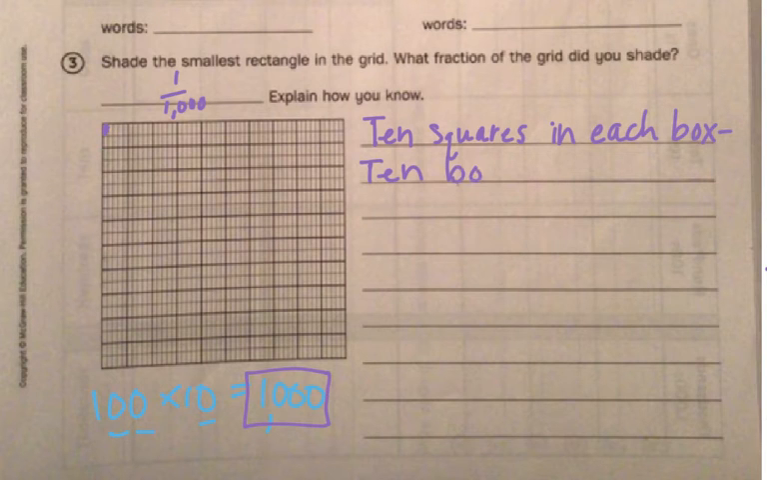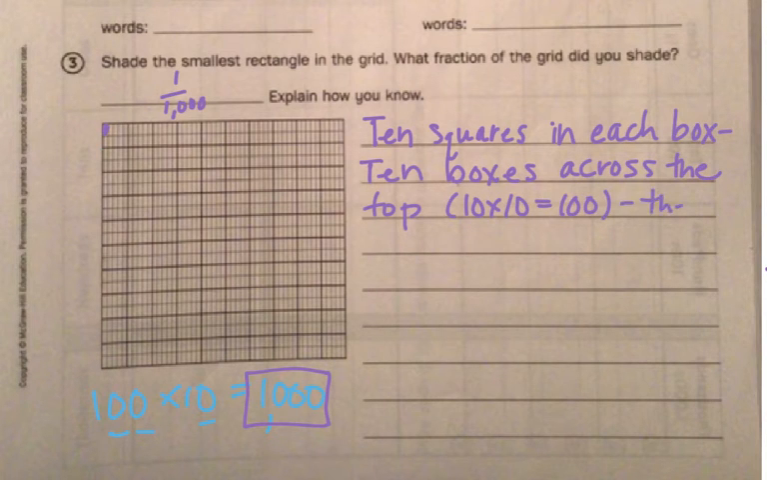Ten boxes across the top. So that would be 10 times 10 equals 100. And then there are 10 rows of that. So 100 times 10 equals 1,000. They'd be really hard to count, near impossible for me.